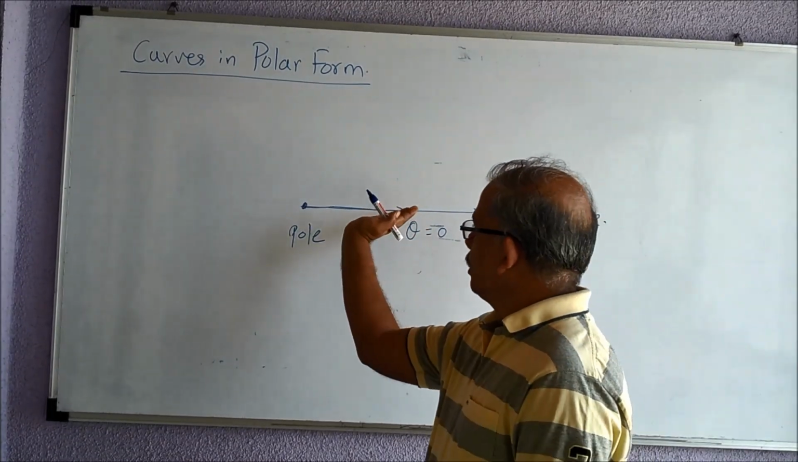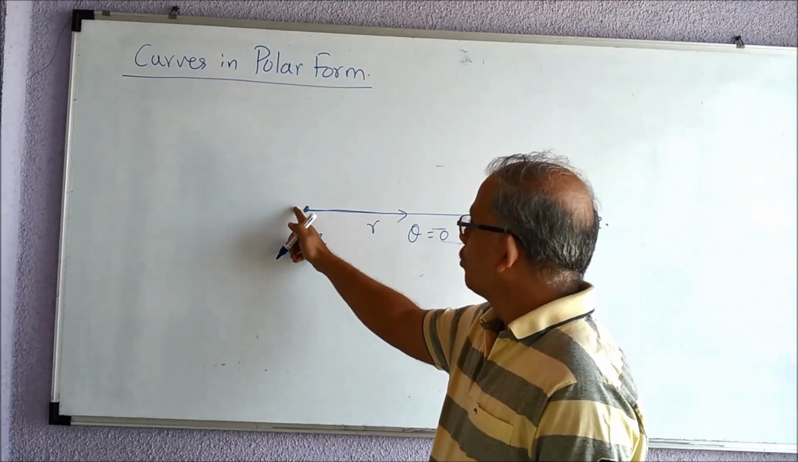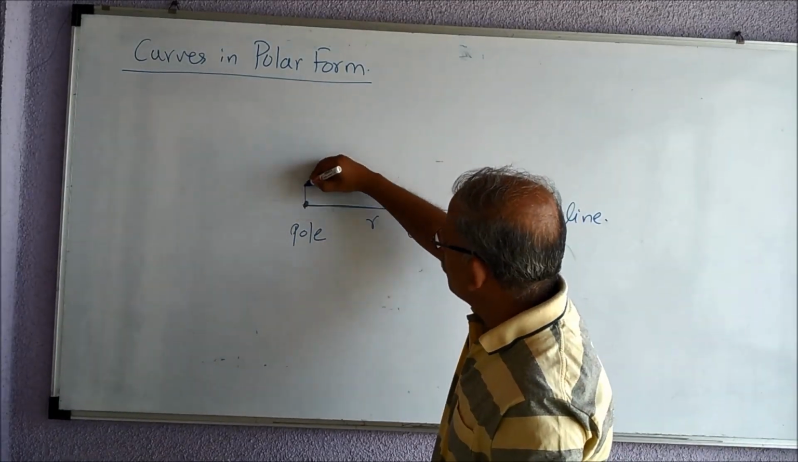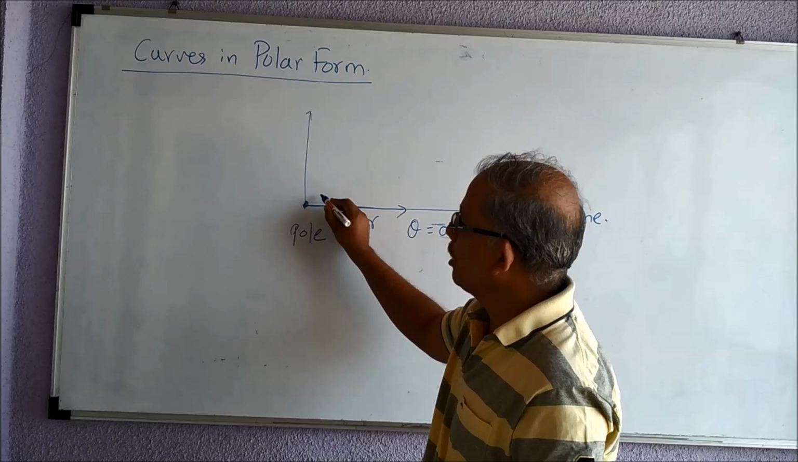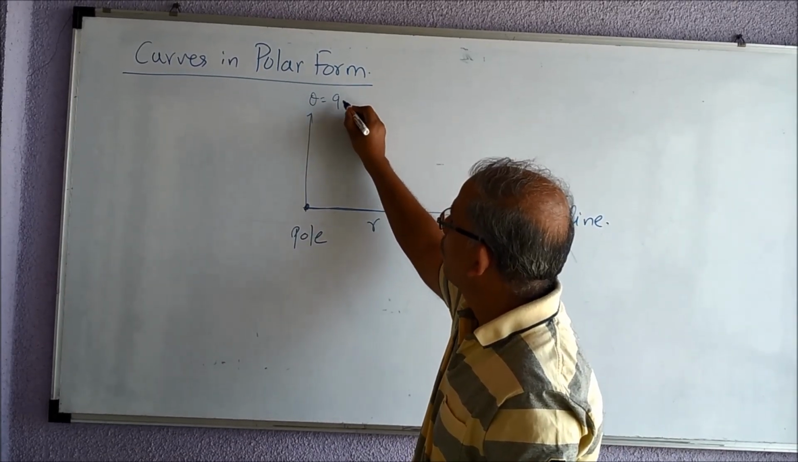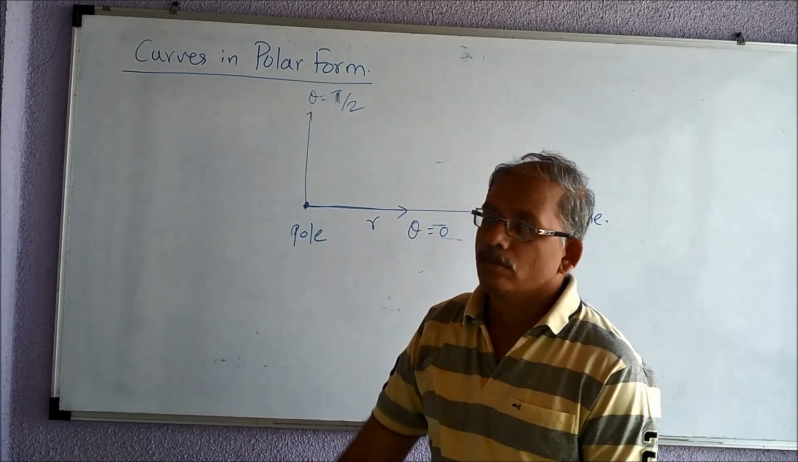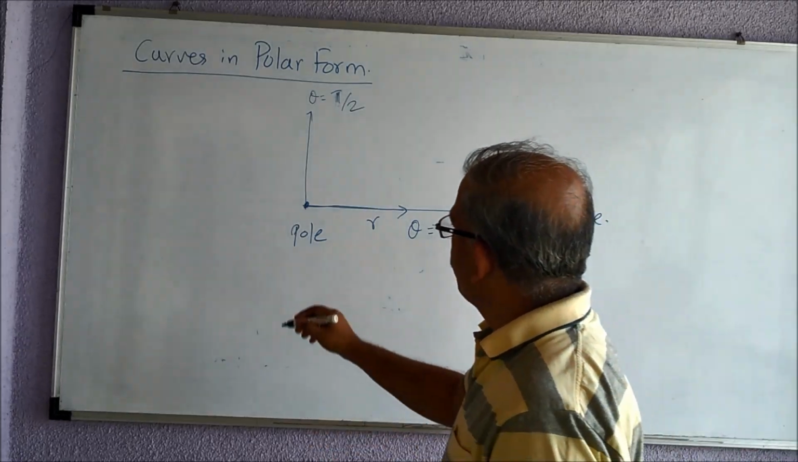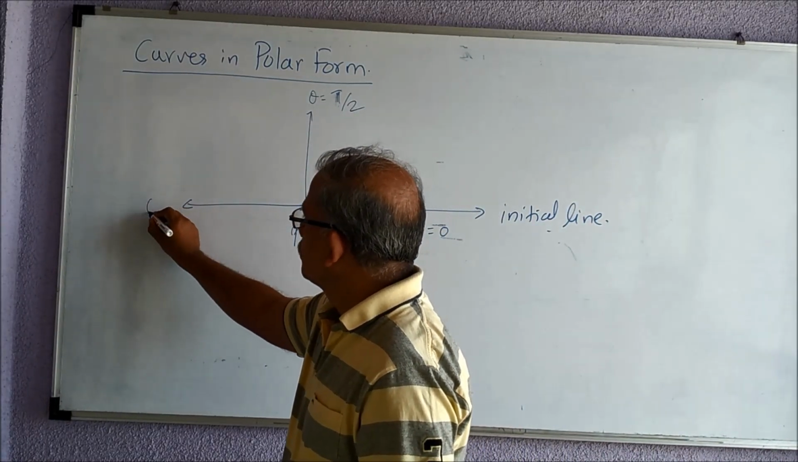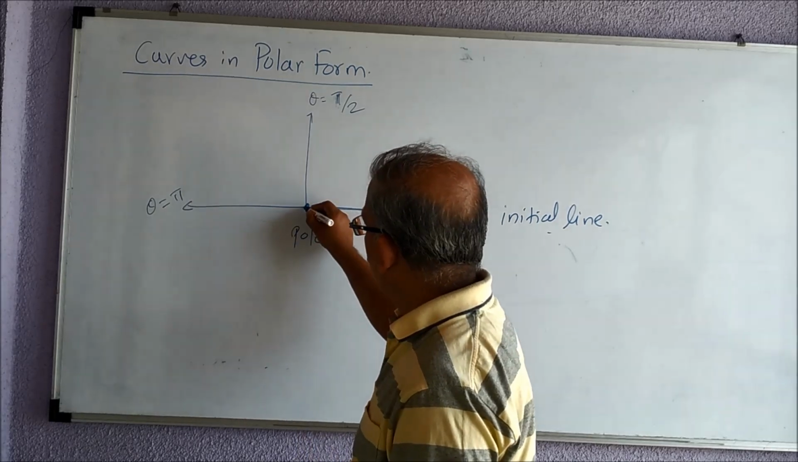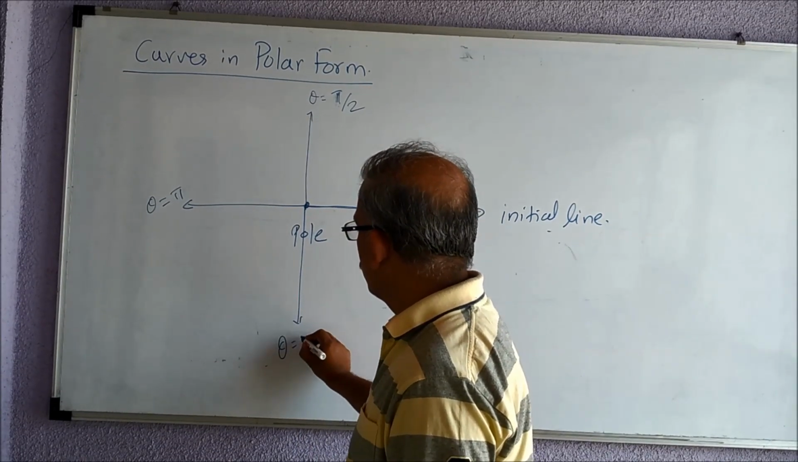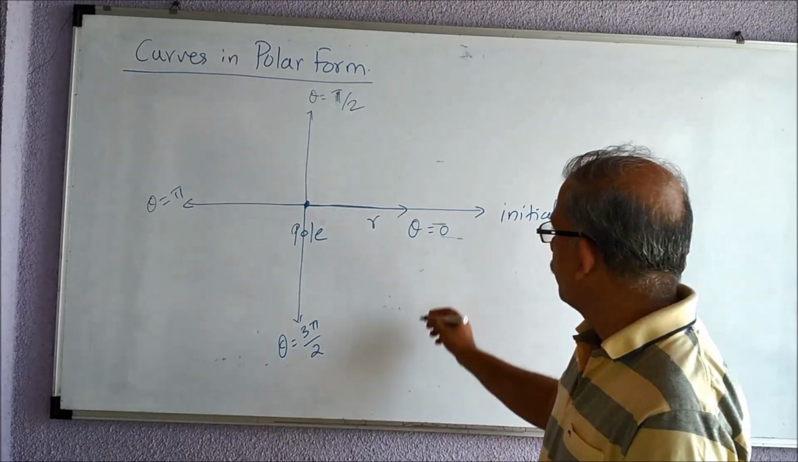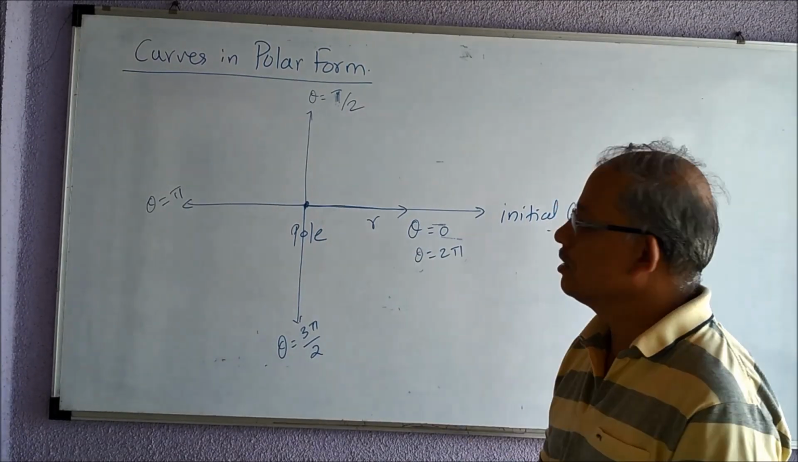Gradually this r is rotated about this pole in the anti-clockwise sense. When r will be here, it is making theta equal to pi by 2. So the angle theta is pi by 2, in the anti-clockwise sense. Then this is theta equal to pi, and this is theta equal to 3 pi by 2. And finally you reach again theta equal to 2 pi, or same as 0.